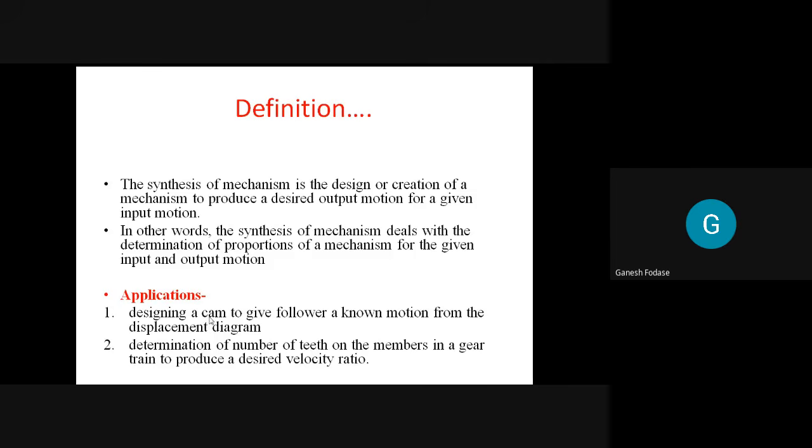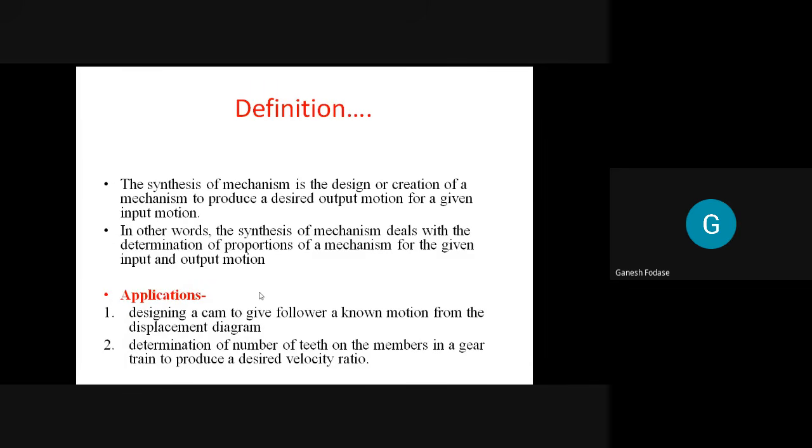So an example of synthesis is designing a cam to give a follower a known motion from the displacement diagram. Another example is determination of the number of teeth on the members in a gear train to produce a desired velocity ratio. To obtain a desired velocity ratio, we find out the number of teeth in a gear train. That is also one type of synthesis. So we already discussed synthesis problems in the gear train topic and in cam and follower. I hope you understand what synthesis is.